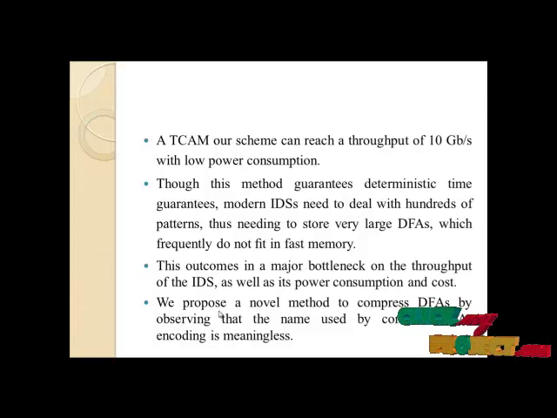This results in a major bottleneck on the throughput of the IDS, as well as its power consumption and cost. Here we propose a novel model to compress the DFA by observing that the naming used by the common DFA encoding is meaningless. Here the DFA construction is based on the number of nodes present in the network and on the data transmission in the network.